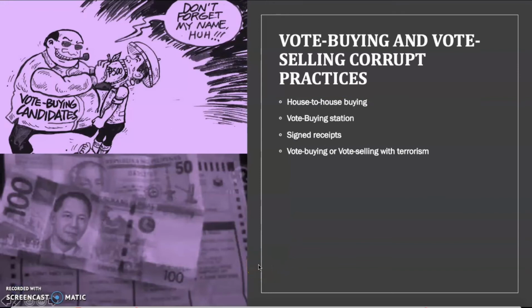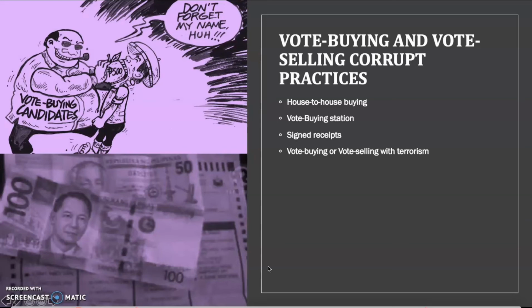According to the COMELEC, there are four vote buying and vote selling corrupt practices which are rampant in our country today. And these are house to house buying, vote buying stations, signed receipts, and vote buying or vote selling with terrorism. So you may have experienced the house to house buying wherein they go house to house and they pay you as much as 1,000 to 1,500 per person.